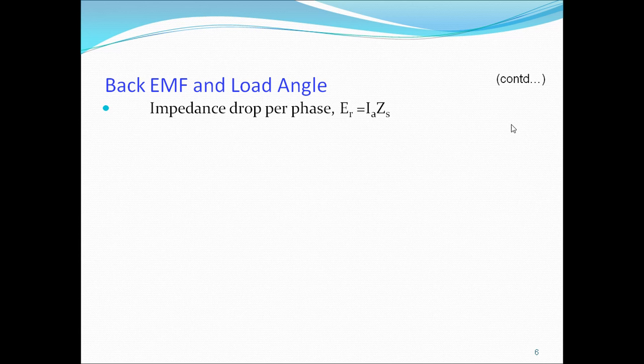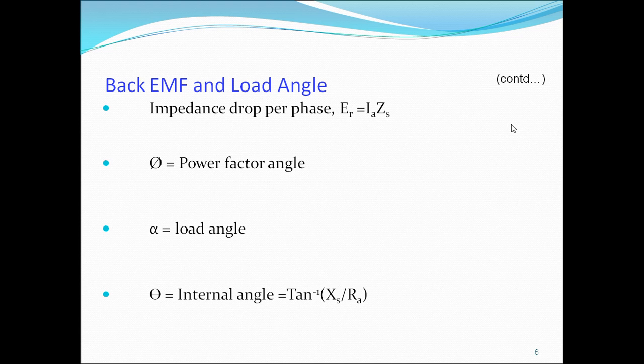Then what is the impedance drop? As we know, ER is equal to IA into ZS, where ZS is the synchronous impedance and its value is square root of RA square plus XS square, where phi is equal to the power factor angle, alpha is equal to the load angle, and theta is equal to the internal angle, and that depends on the values of XS and RA, that is tan inverse of XS by RA.